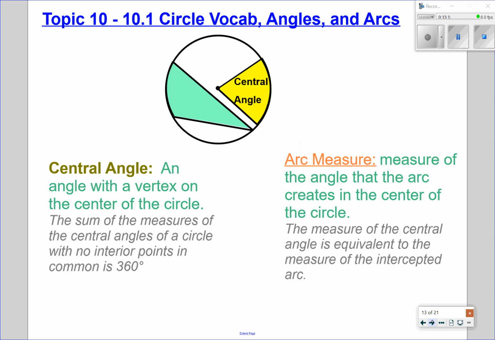Next, we have something called a central angle. So your central angle is kind of what it sounds like. It's an angle whose vertex is at the center. We're going to focus just on these 2 types of angles today.